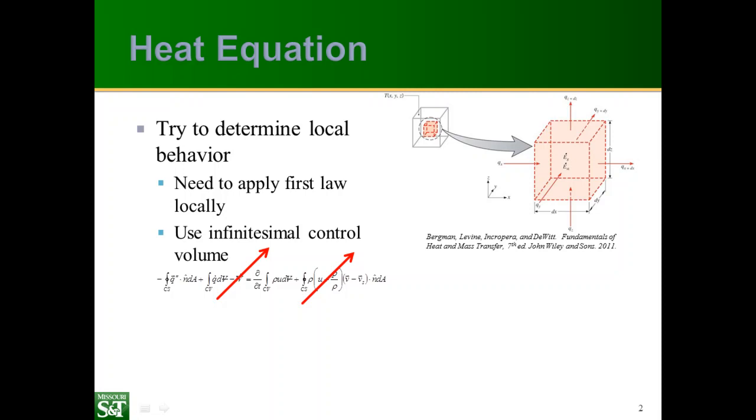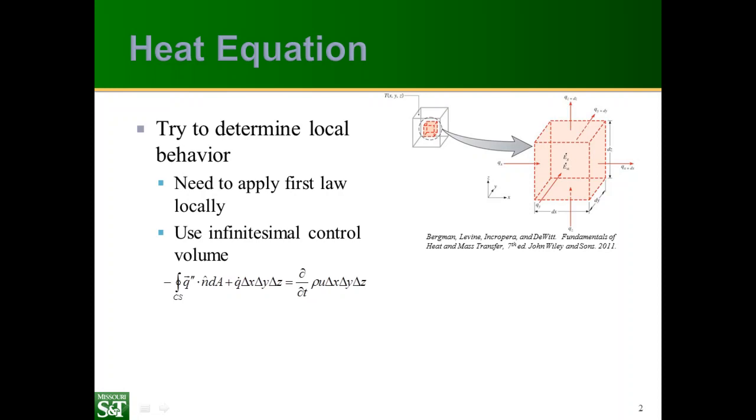So then we're going to convert the d volumes into a dx, dy, dz, and we're going to assume that the heat generation term and the internal energy and the density are constant over this small tiny volume. And when we do that, we can eliminate the integrals on these two terms and rewrite the equation this way.